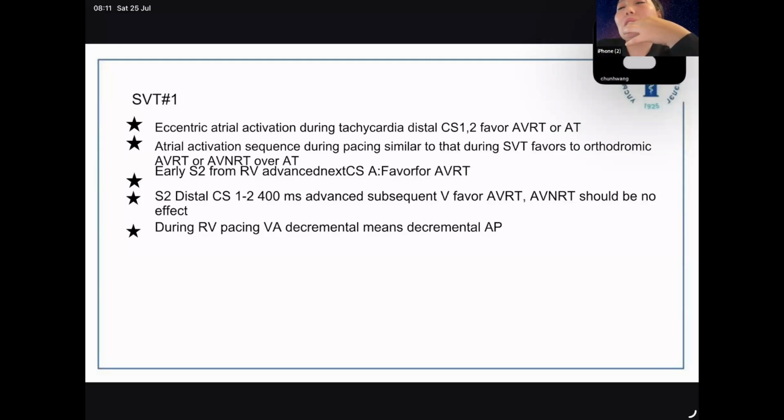Also, the early S2 stimulation from the right ventricle advanced the next coronary sinus. It favors AVRT. Also, the ipsilateral pacing advanced the subsequent V, favoring AVRT. During AVNRT, it should have no effect.